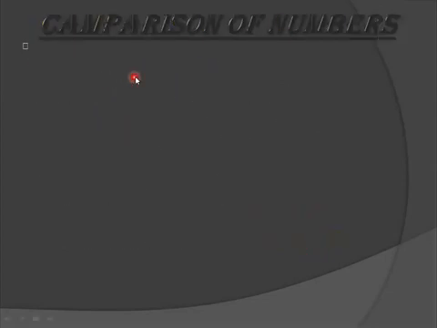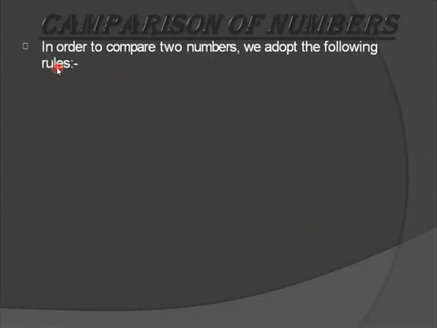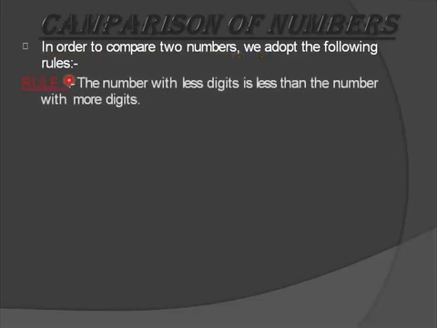Next, let us see comparison of numbers. How will we compare the numbers? In the sense, how do we use greater than and less than with numbers? See here, there are some rules. In order to compare two numbers, we adopt the following rules. So here are some rules. What are those rules? We will see. The first one is rule 1. The number with fewer digits is less than the number with more digits.